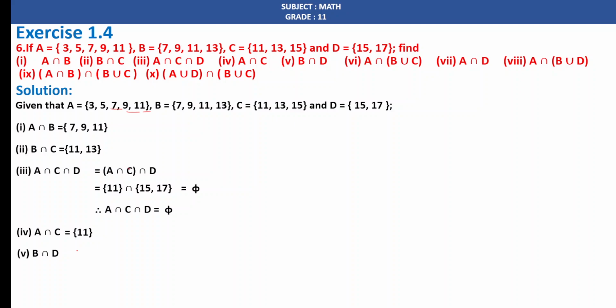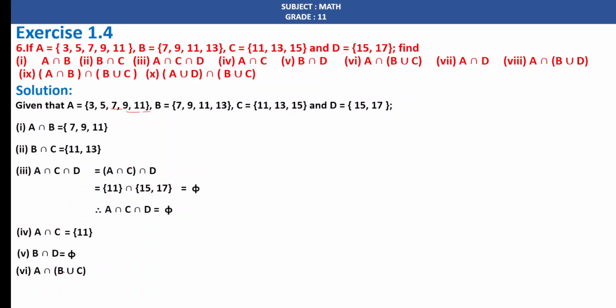Fifth one, B intersection D. If we observe here, B and D, there is no common element. B is {7, 9, 11, 13} and D is {15, 17}. No element is common. Therefore, B intersection D is an empty set.